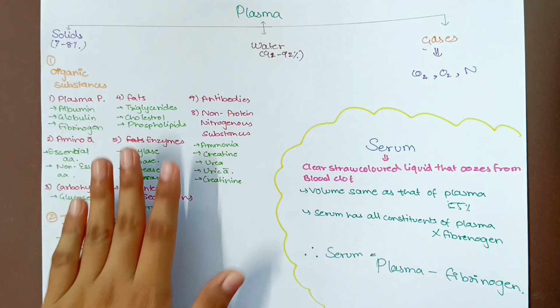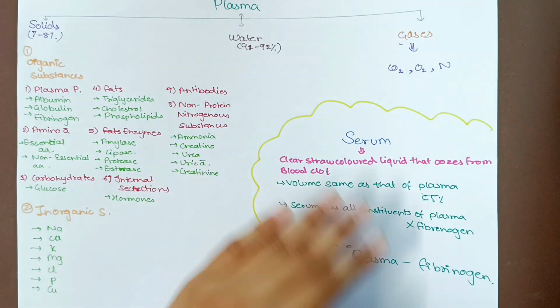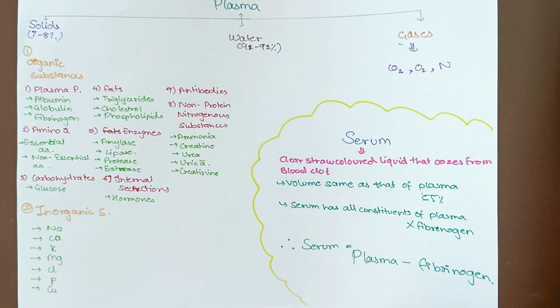That's it. Now we will talk about this topic, serum. You can get a question on this, like define serum. So what is serum? Serum is nothing but a clear straw colored liquid that oozes from a blood clot. Now how does it ooze? When blood is shed or collected in a container, it clots. When you take blood out of your body, or you have a cut, you will get blood coming out of it.